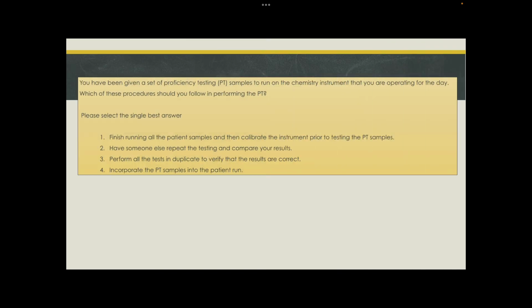You have been given a set of proficiency testing (PT) samples to run on the chemistry instrument that you are operating for the day. Which of these procedures should you follow in performing the PT? Please select the single best answer.